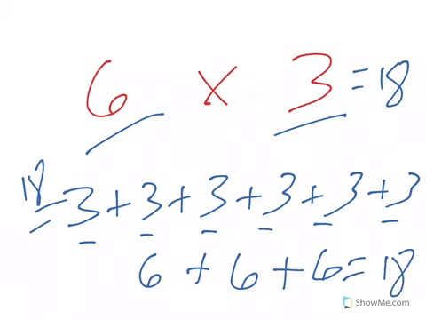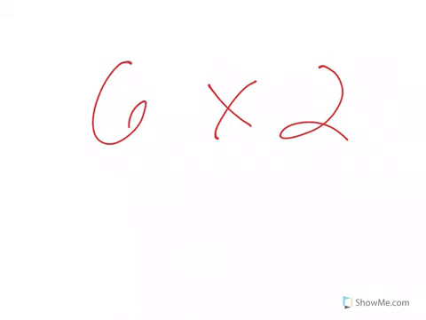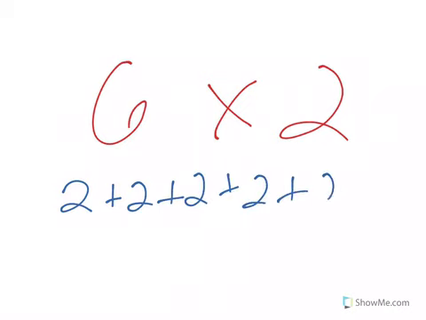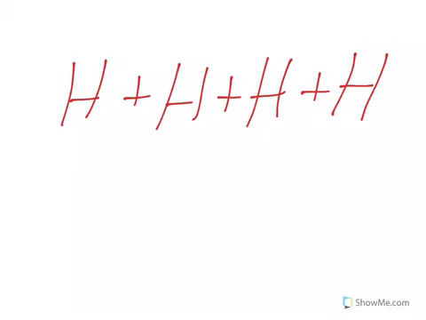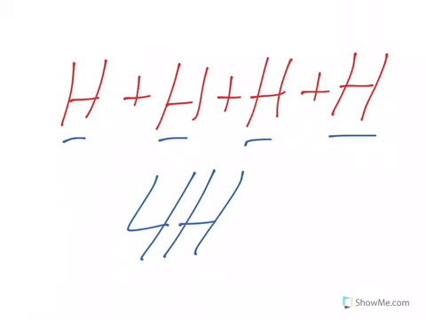6 times 2. Well, again, 2 plus 2 plus 2. That's my third 2. There's my fourth 2. There's my fifth 2. There's my sixth 2. You could also say 6 plus 6, right? You can flip it because 6 times 2 is equal to 2 times 6. That goes both ways. What about, we have h plus h plus h plus h. I'm counting 4 h's, so that's the same as 4 times h. 4 multiplied by h. Same thing, right?